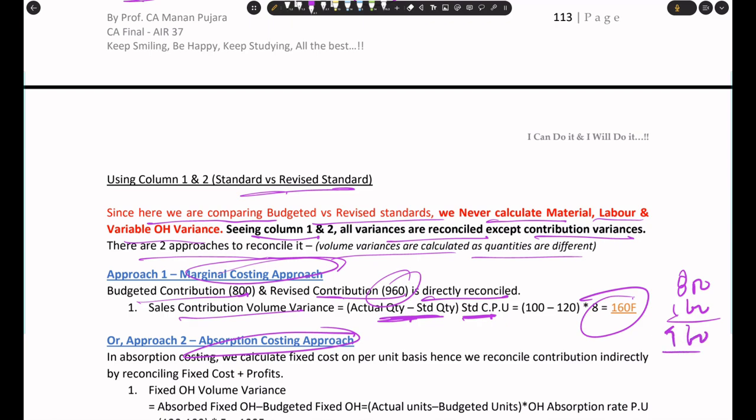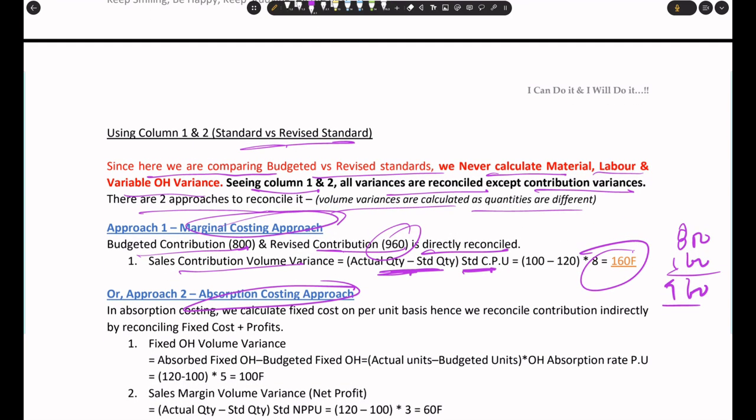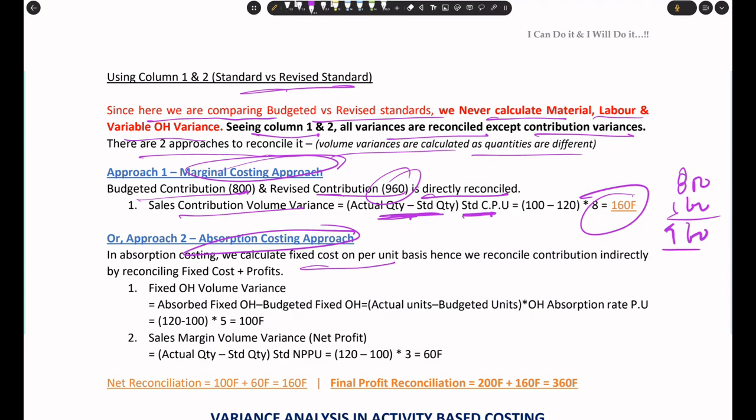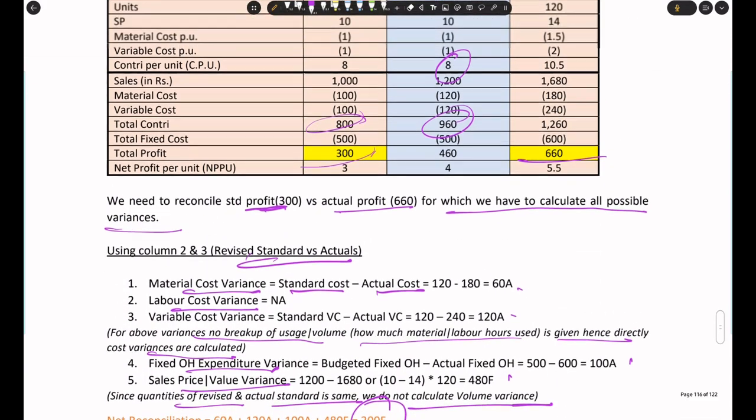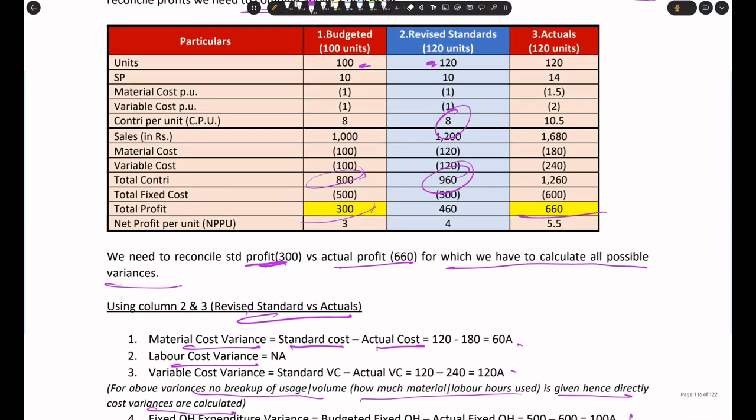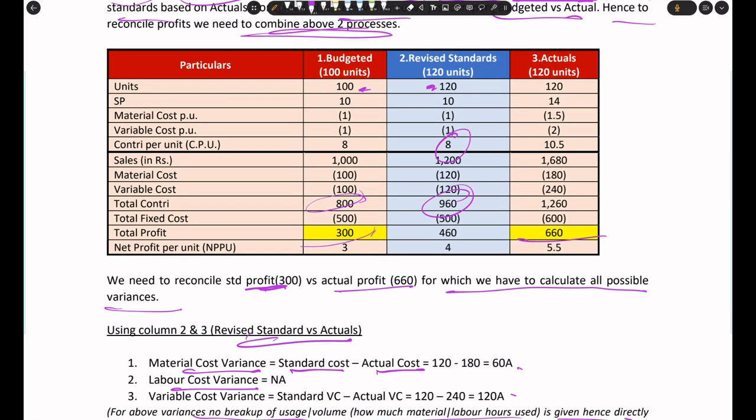The next is the absorption costing approach. In absorption costing, we calculate fixed cost on a per unit basis, hence we reconcile contribution directly by reconciling fixed cost plus profit. Then the fixed overhead volume variance is calculated as absorbed fixed overhead minus budgeted fixed overhead. How do we calculate it? Actual units minus budgeted units, that is 120 minus 100, into the overhead absorption rate per unit, that is given as 5. How did they calculate 5? Let's see.